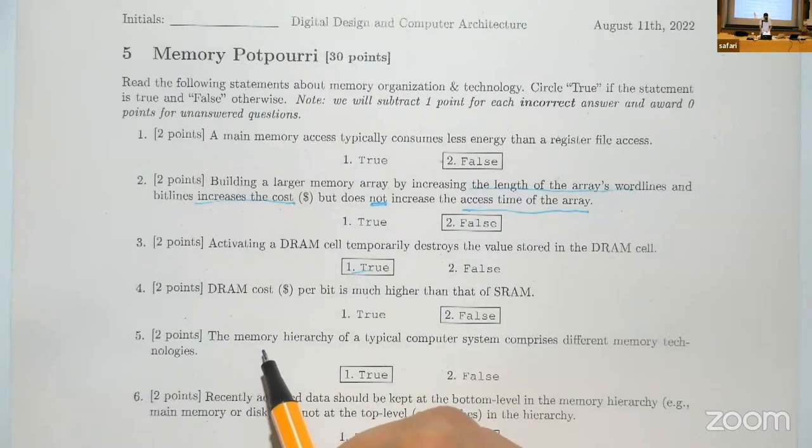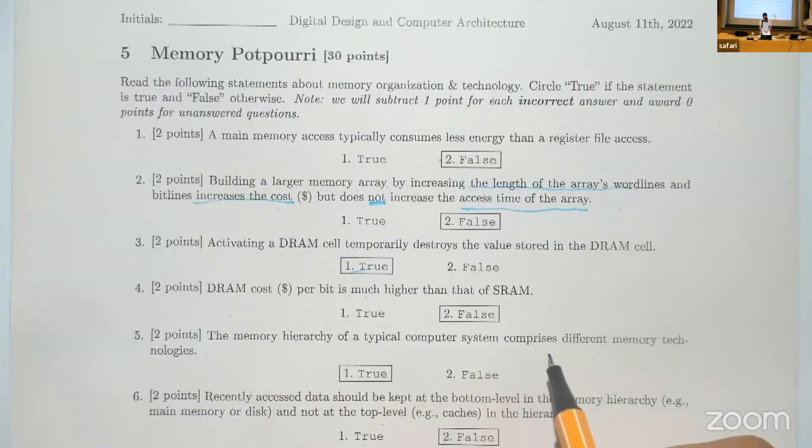The fifth one is: the memory hierarchy of a typical computer system comprises different memory technologies. Again, if you think about the two most common things we have in the memory hierarchy, the caches are usually built using SRAM, and the main memory is usually built using DRAM. So that's why it's true. And if you look at storage, that's even a different technology. Like SSDs, we have flash.